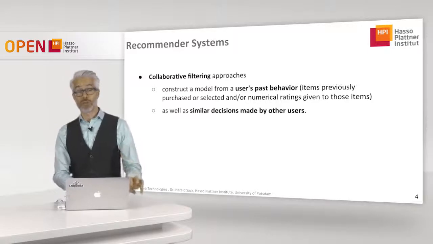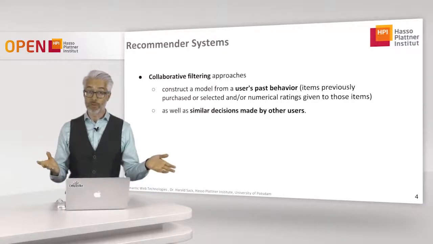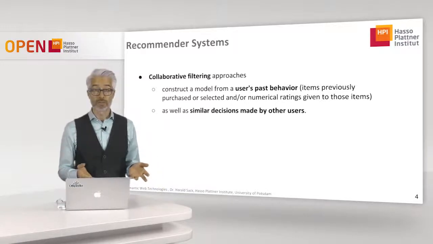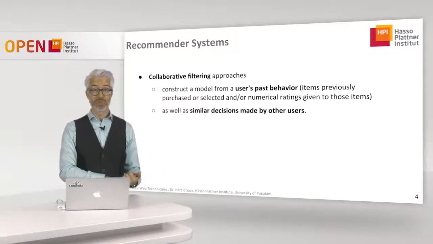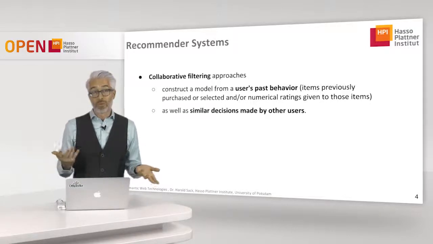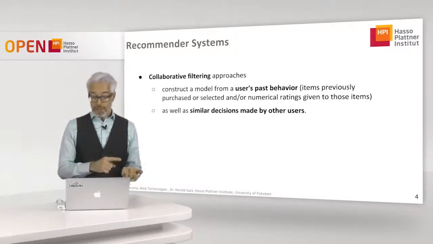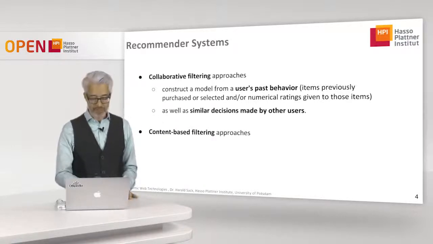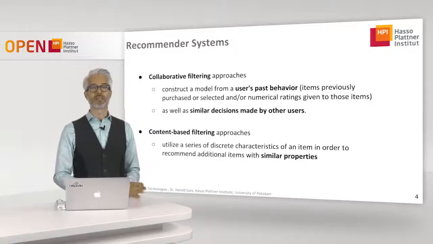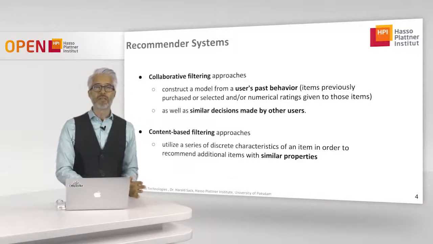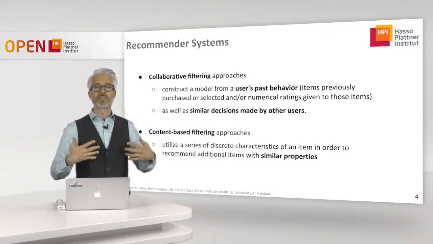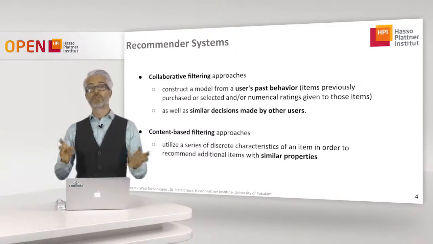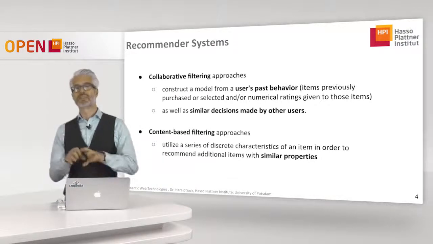The basic drawback of that approach is, of course, you need user data. You need log data. Without log data, you have a so-called cold start problem, which means you don't know what to recommend. And this is where the so-called content-based filtering comes into play. What is content-based filtering? There, usually you utilize a series of discrete characteristics of an item which should be recommended in order to recommend additional items with similar properties.